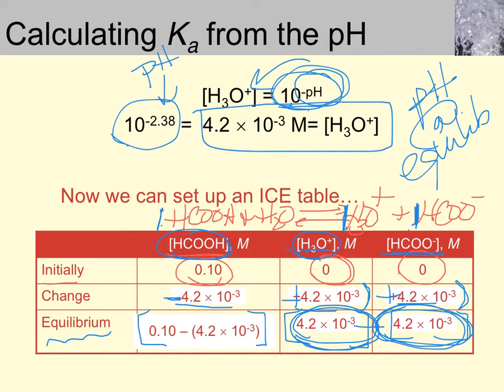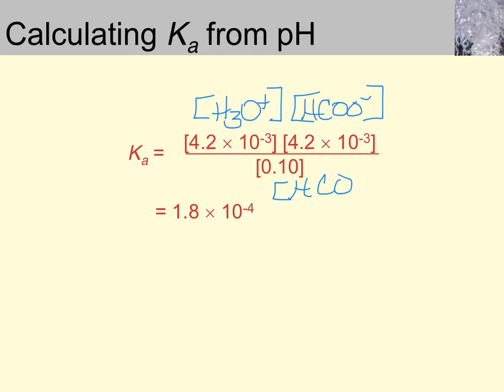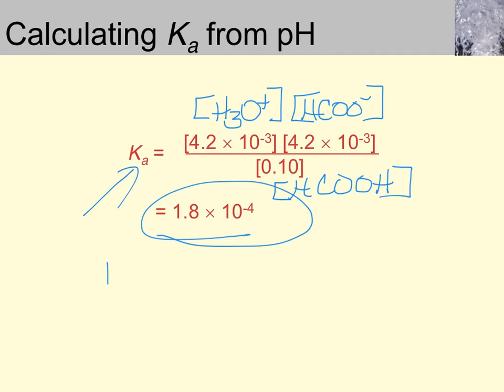And here we go. So here's the concentration of hydronium ion. Here's the concentration of the conjugate base. And on the bottom here we have the concentration of the original weak acid. And plugging all those values in, the final Ka value is 1.8 times 10 to the minus 4. Remember that all Kas and Kbs should be much less than 1. If you get one that's more than 1, you did something wrong.